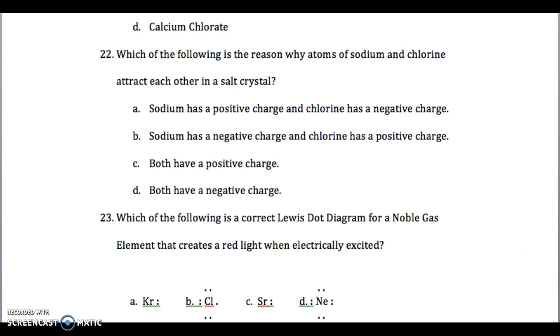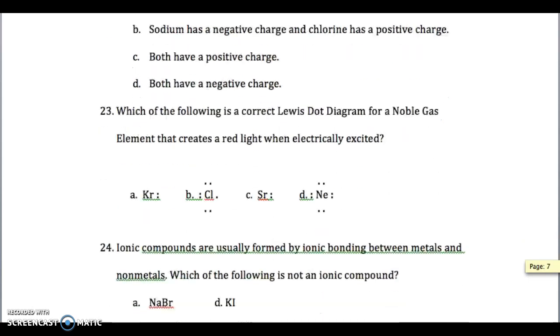Number 22. Which of the following is the reason why atoms of sodium and chlorine attract each other in a salt crystal? A. Sodium has a positive charge and chlorine has a negative charge. B. Sodium has a negative charge and chlorine has a positive charge. C. Both have a positive charge. Or D. Both have a negative charge.